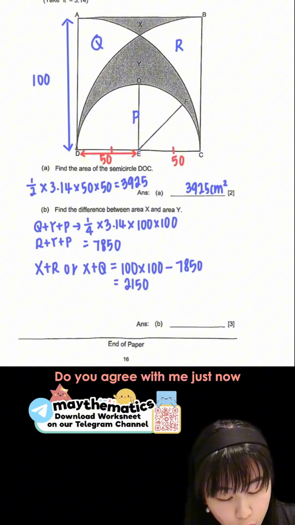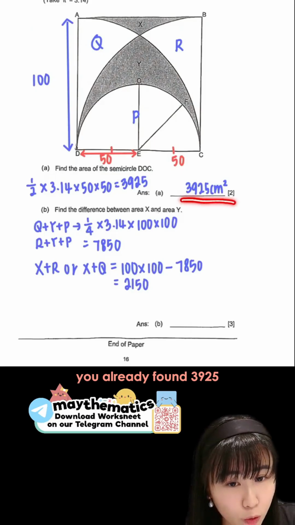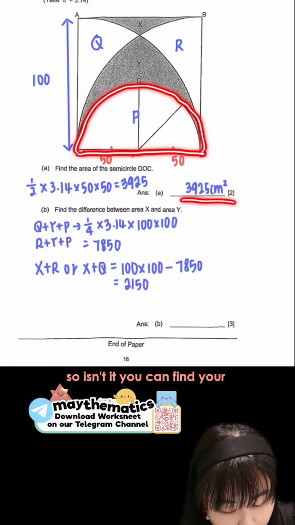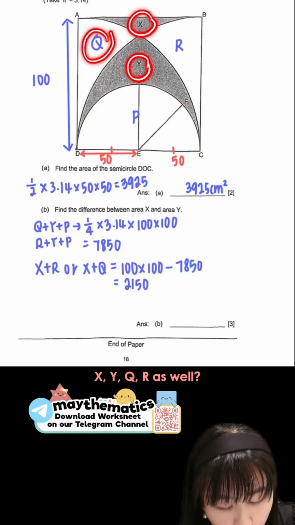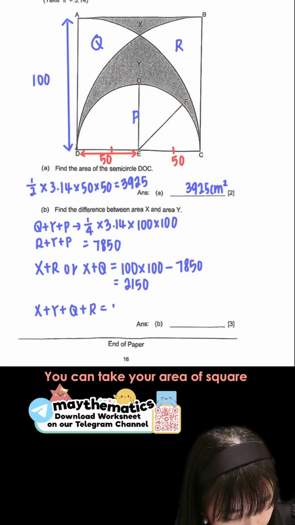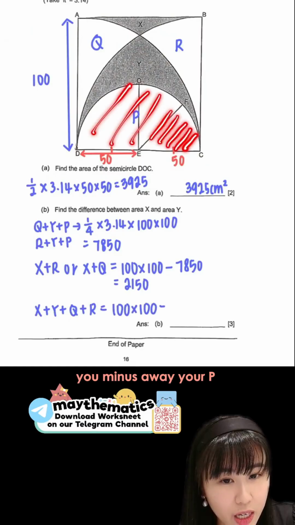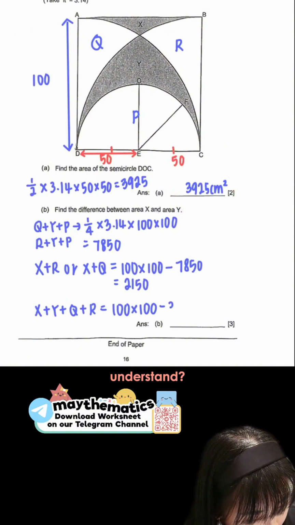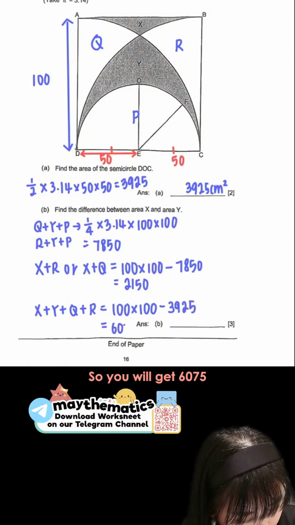Other than this, what other things can you find also? Do you agree with me? Just now you already found 3925. You already found this semicircle. So isn't it you can find your x, y, q, r as well? You can take your area of square 100 times 100. You minus away your p, which is minus away your 3925. Understand? So you will get 6075.